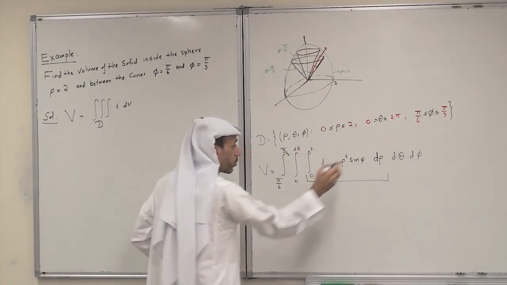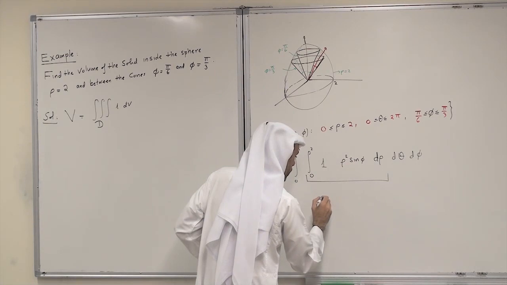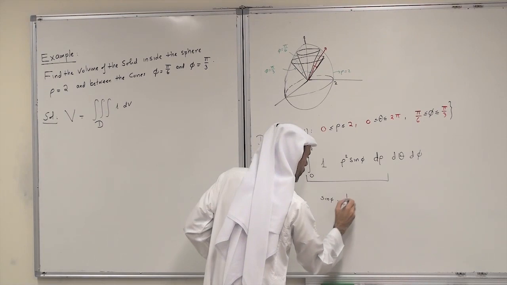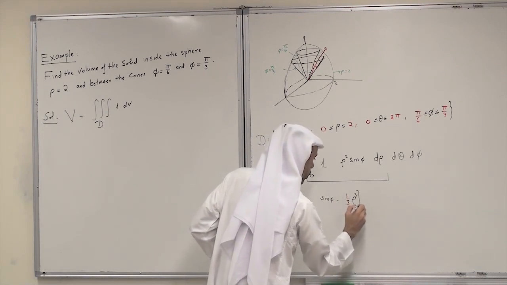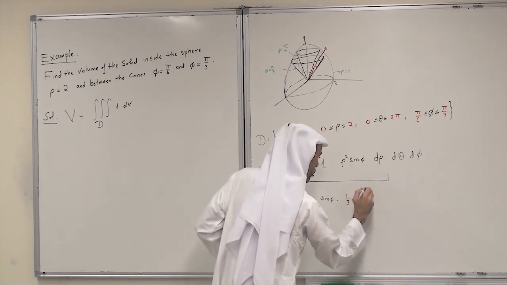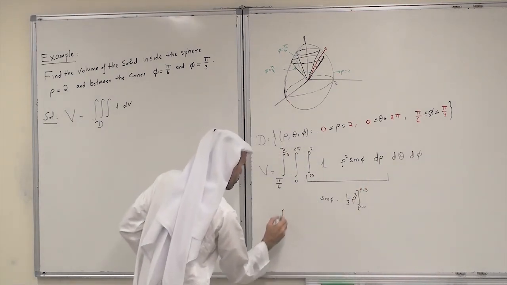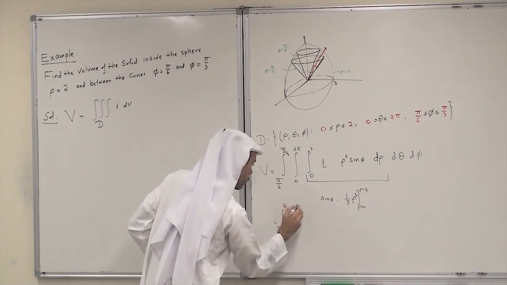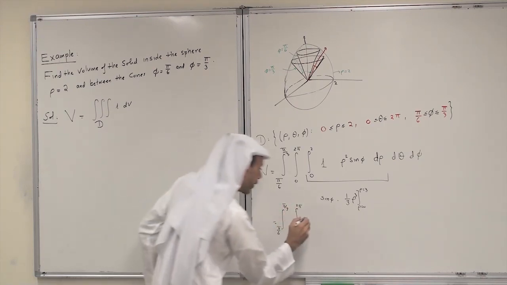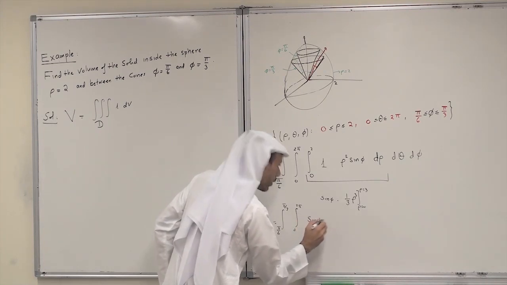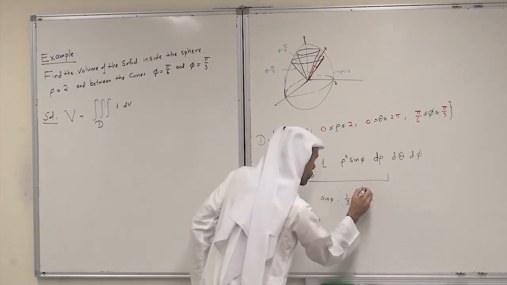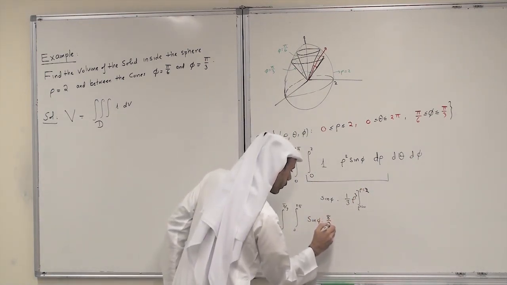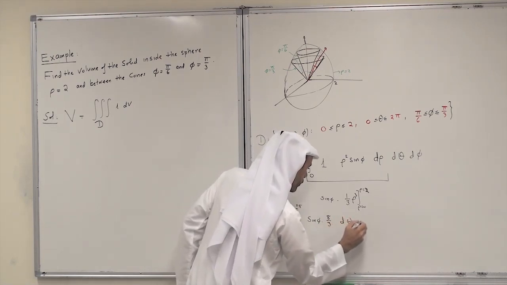When you integrate with respect to rho, sine phi is a constant, and the integral of rho squared is 1 over 3 rho cubed, from rho equals 0 to rho equals 2. And this becomes, with phi from pi over 6 to pi over 3 and theta from 0 to 2 pi, sine phi times, when you substitute, 8 over 3, d theta d phi.